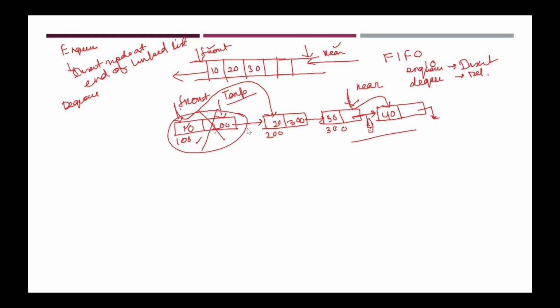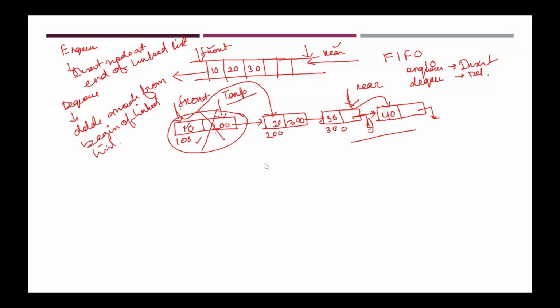So whenever you go for deletion, the deletion is from the first position of the linked list. DQ is the same as delete a node from the beginning of the linked list. So this is the beginning of the linked list.